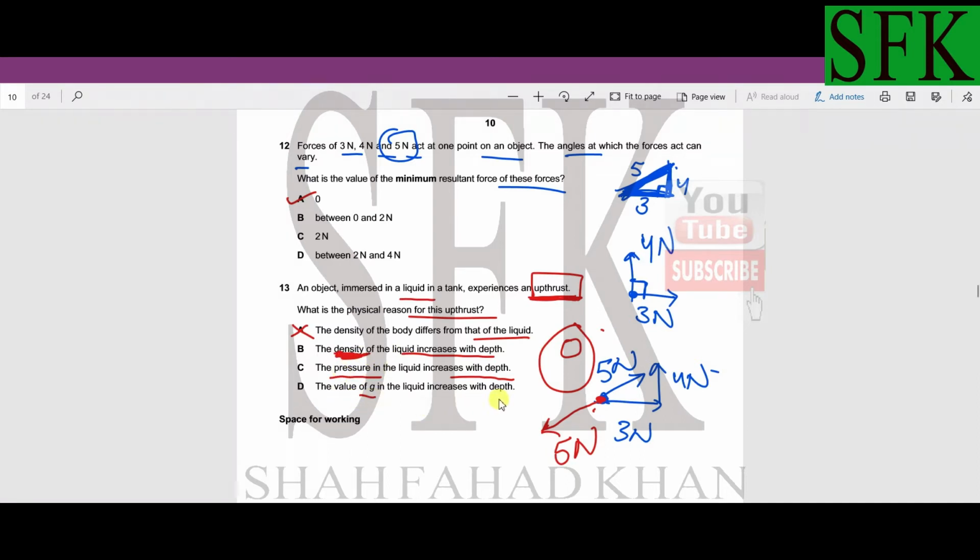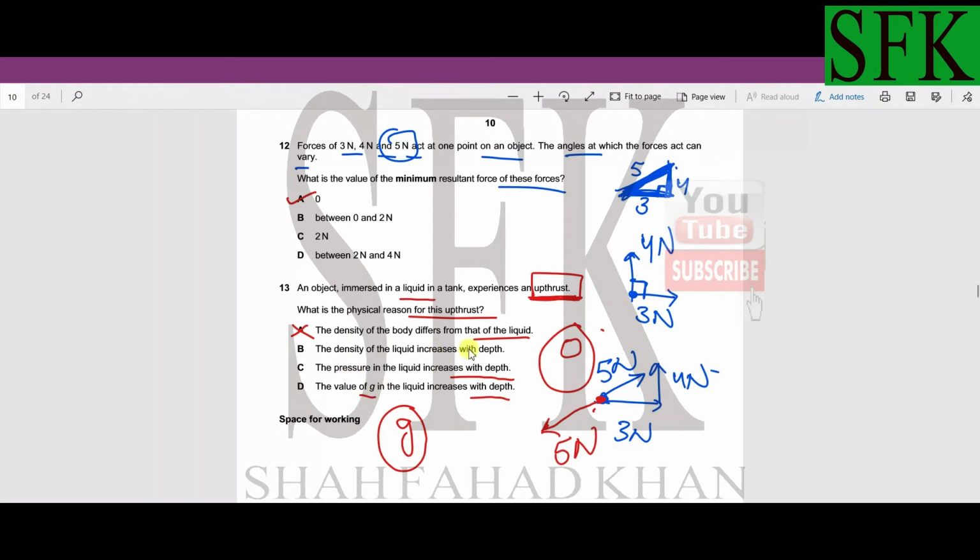And the value of g in the liquid increases with depth? No, the value of g is constant. It depends upon the planet at which the experiment is being performed. The value of g is the gravitational field strength, or the acceleration of free fall, right? And acceleration of free fall depends upon the gravitational pull of that planet. Okay, there is a tie between B and C.